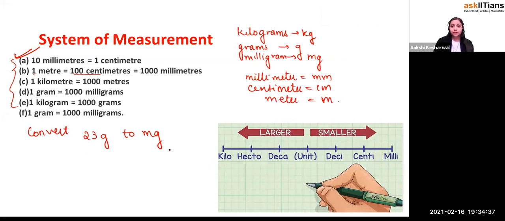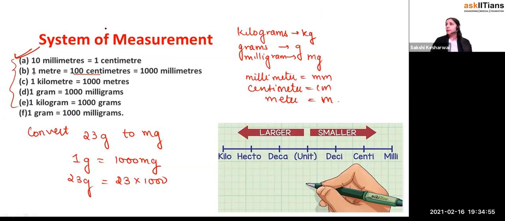So what is the value you get? So I say 23 grams is equals to how many milligrams. So we know that 1 gram is equals to what, beta? 1000 milligram, right? So 23 grams will be equals to what, beta? 23 into 1000. It will be what? 23,000 milligram, right? So what we did, this is a bigger unit and you're going to convert into what? Smaller unit. So you multiply, right?